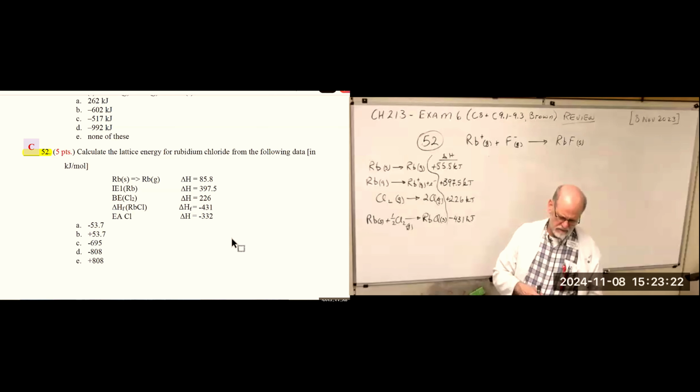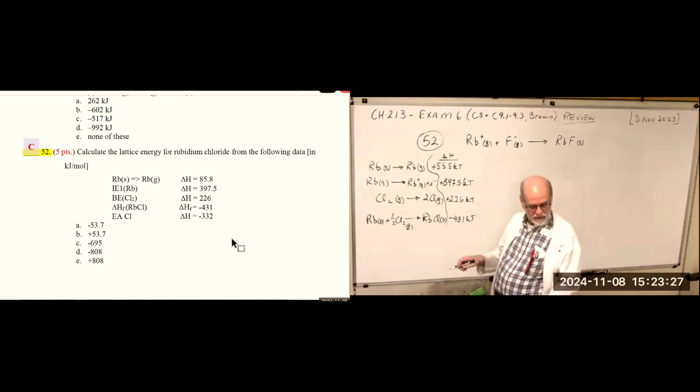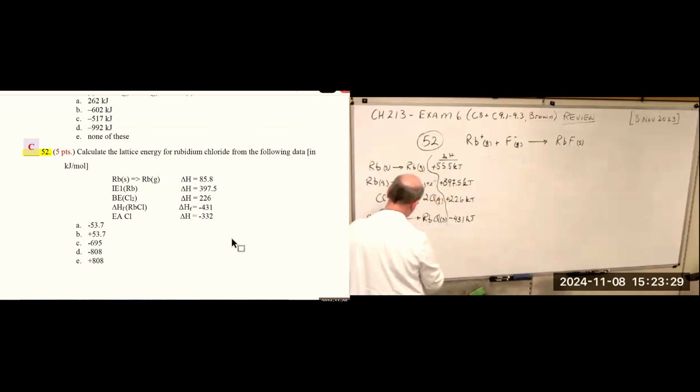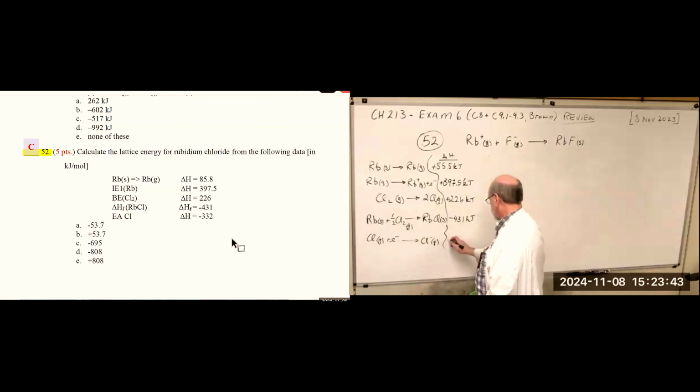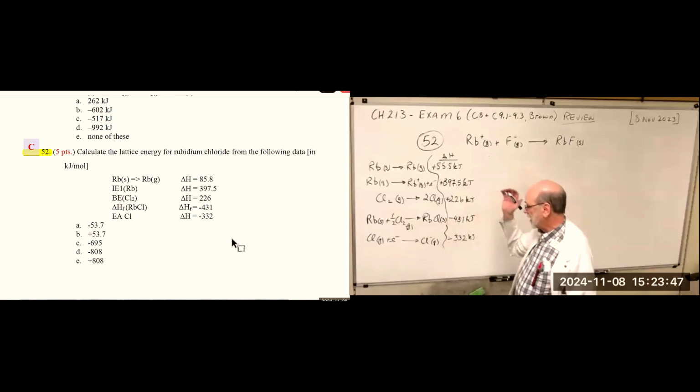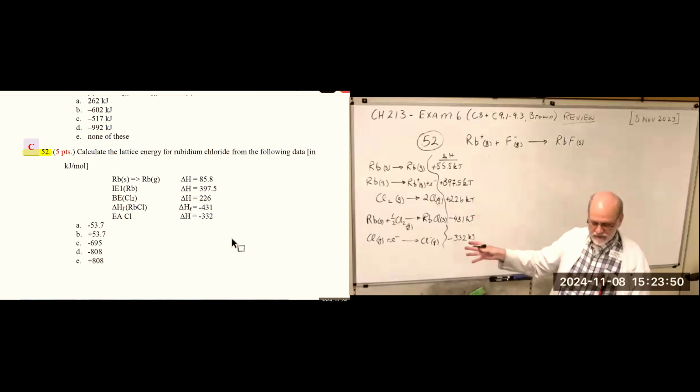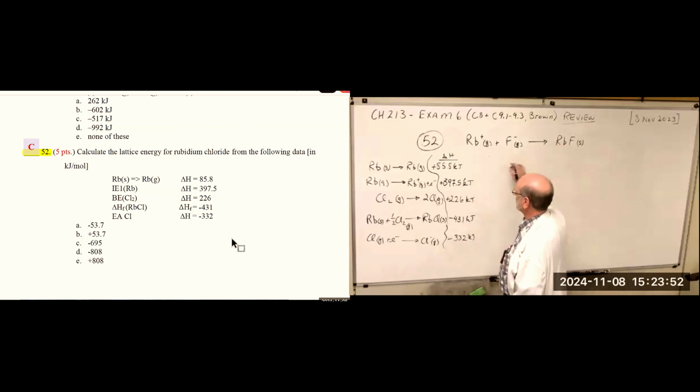And then the last one is EA. Oh, electron affinity. Electron affinity for chlorine. So that would be Cl gas plus an electron yields Cl minus gas. And that should give up minus 332 kilojoules. That's what you have to do to set up to solve this equation. Okay?